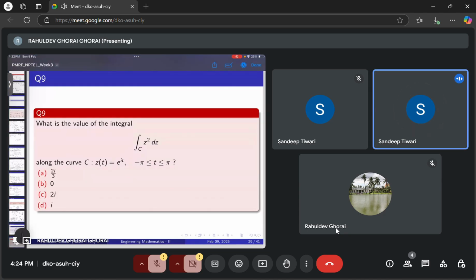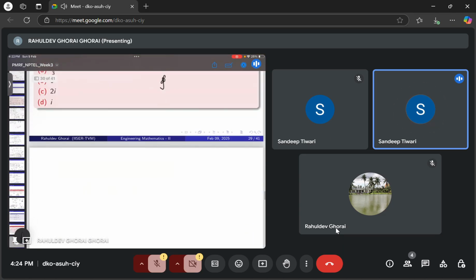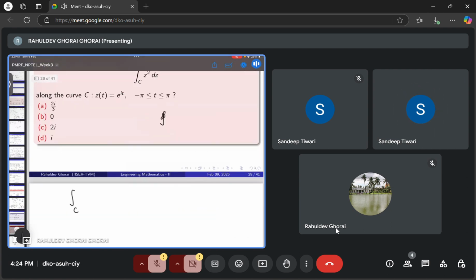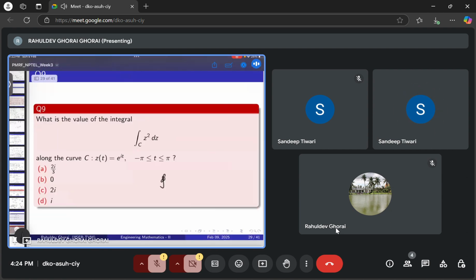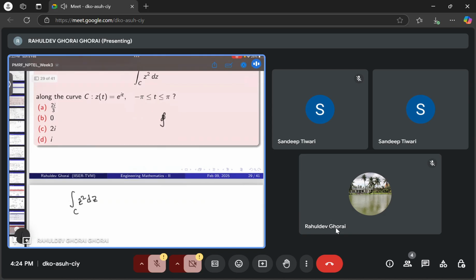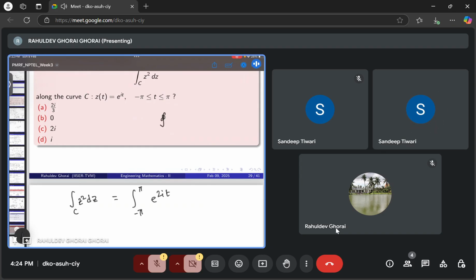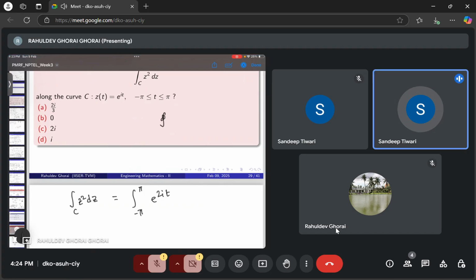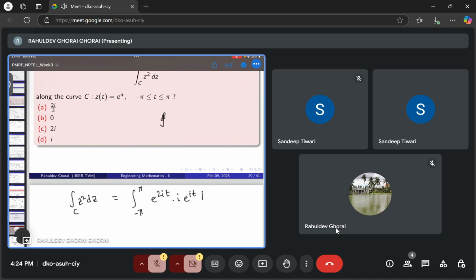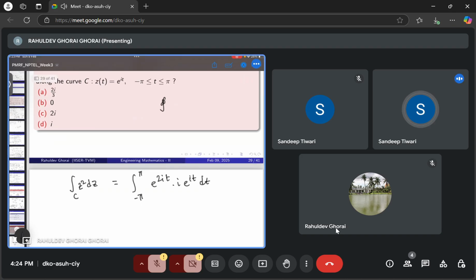Sir, I put z is equal to e to the power it. Computed dz. Let me do it here. Integration over c of z square dz. What did you do? I have put z as e to the power it, so z square is e to the power 2it, and dz is i times e to the power it dt. Okay. Yes, sir.